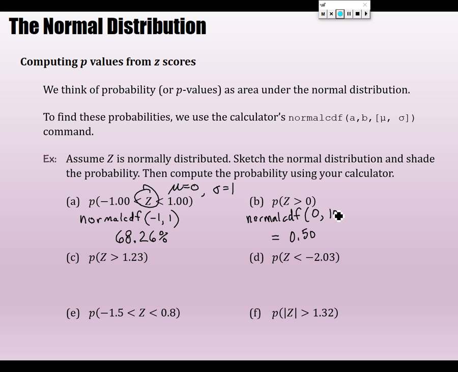Try doing this a couple times. Do normal CDF 0, 10. Try normal CDF 0, 100, and see that really it doesn't matter. And if you put a whole bunch of zeros, you're super, super safe. Really, 10 is probably enough.